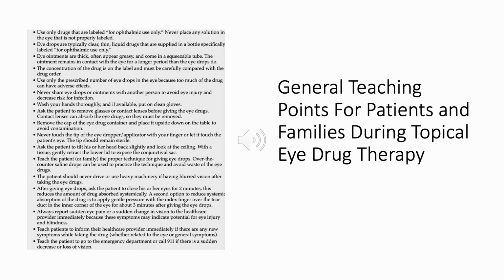Some general teaching points for patients and families during topical eye drug therapy. Use only drugs that are labeled for ophthalmic use only, and never place any solution in the eye that is not properly labeled. Eye drops are typically clear, thin, liquid drugs that are supplied in a bottle specifically labeled for ophthalmic use only. Eye ointments are thick, often appear greasy, and come in a squeezable tube. The ointment remains in contact with the eye for a longer period than the eye drops do.